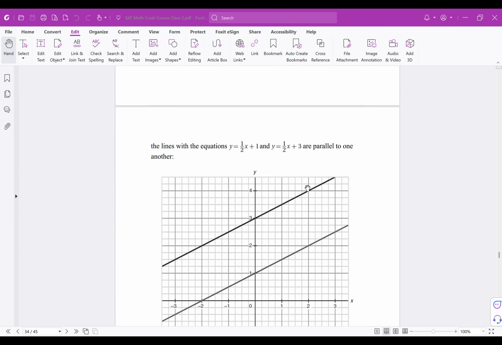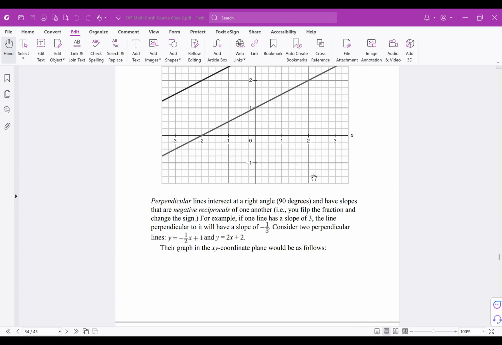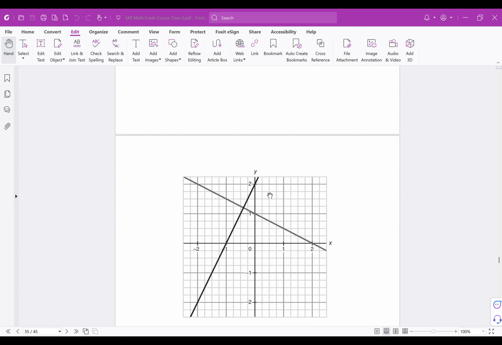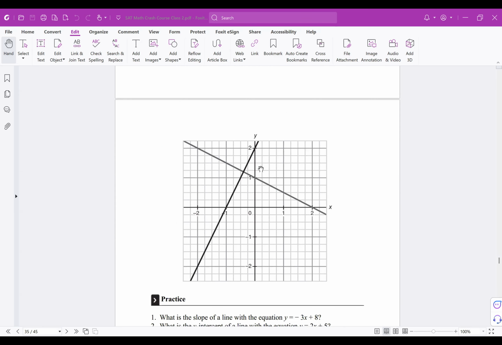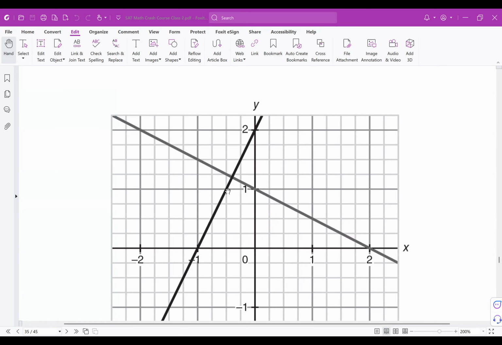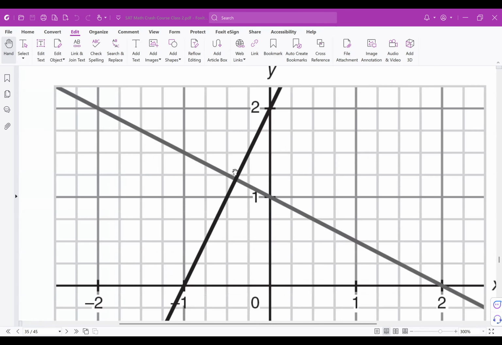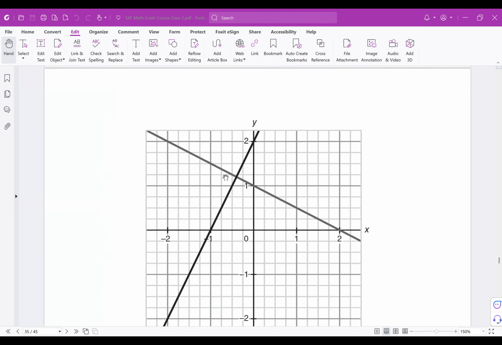Okay, so these are two different straight lines. They basically have a particular solution, and the solution is the coordinate of the point at which they are intersecting each other. This is the coordinate of the point at which they are intersecting each other. Do you understand it?